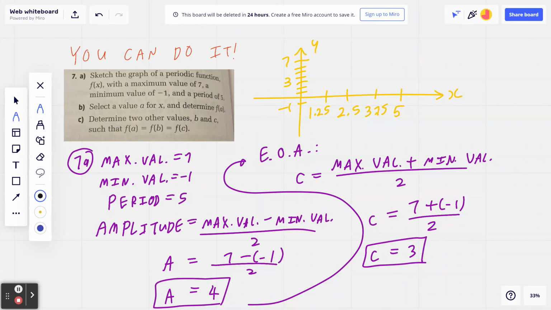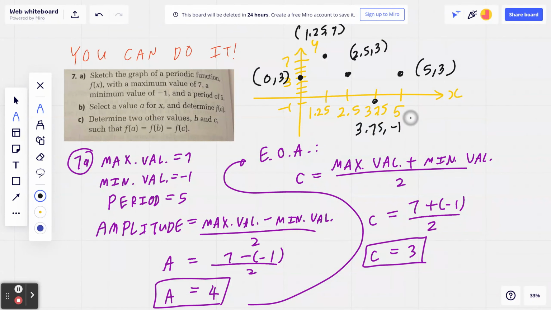So I'm thinking about the sine function. I'm going to start at this location, which is going to be 0, 3. I'm going to stop here, which is going to be 5, 3. If I grab the point in the middle, the midpoint between 0 and 5 is going to be 2.5. Again, that's going to be 3. If I think about the first maximum, it's going to be at 1.25 and 7. If I think about the minimum, it's going to be at 3.75 and -1. And again, I can draw the graph that looks, roughly speaking, something like that. So let's label this as f of x. So again, in the first part, sketch the graph of a periodic function, f of x.